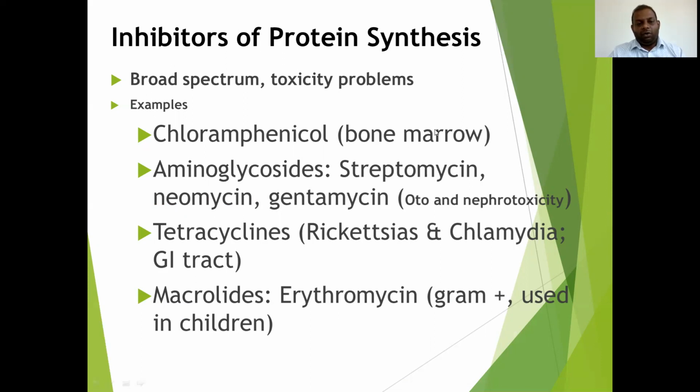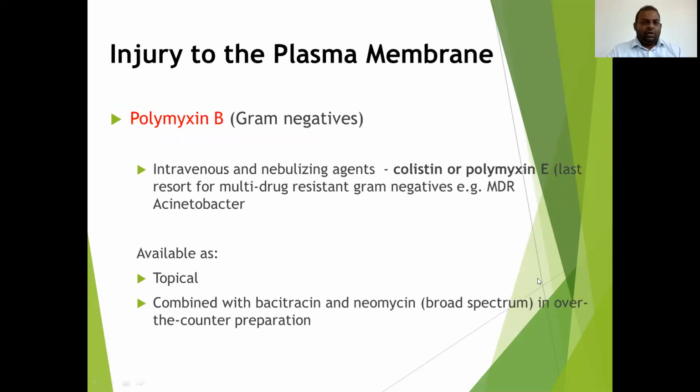Chloramphenicol may suppress bone marrow. Aminoglycosides lead to nephrotoxicity or ototoxicity. Tetracyclines may act on the GI tract and affect cell turnover. Macrolides we often use for gram positives. Polymyxin B, as I said, is for gram negatives, and it's a last resort antibiotic for multi-drug resistant, extensively drug resistant gram negatives.